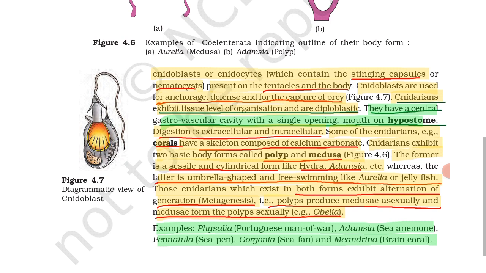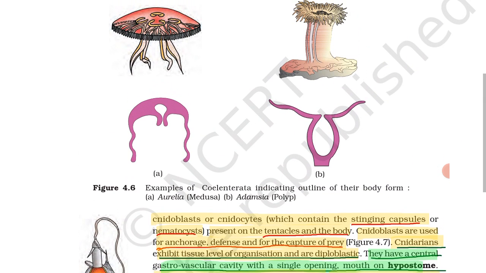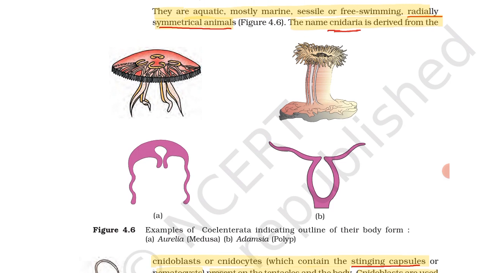Next is cnidarians exhibit two body forms called polyps and medusa. They are having two body forms, polyp and medusa. Figure number 4.6, cnidaria indicating outline of their body form. First is Aurelia medusa and next is Adamsia polyps. So Aurelia is also called medusa and Adamsia is also called polyps. See figure A, it is Aurelia, and figure B is Adamsia.